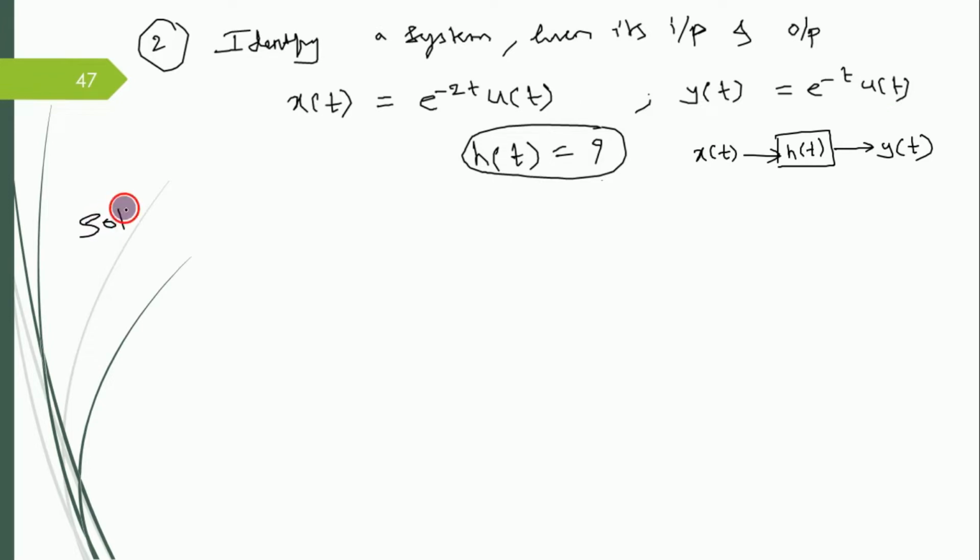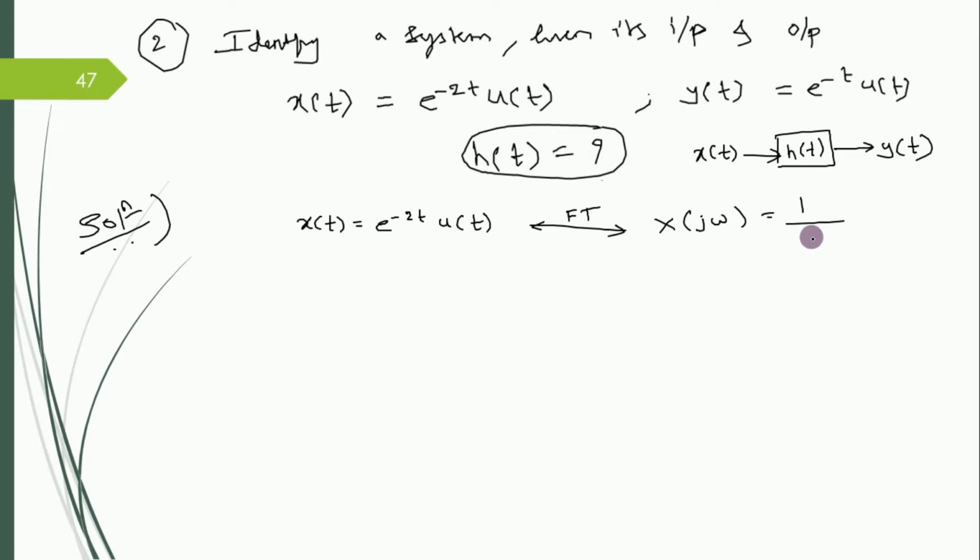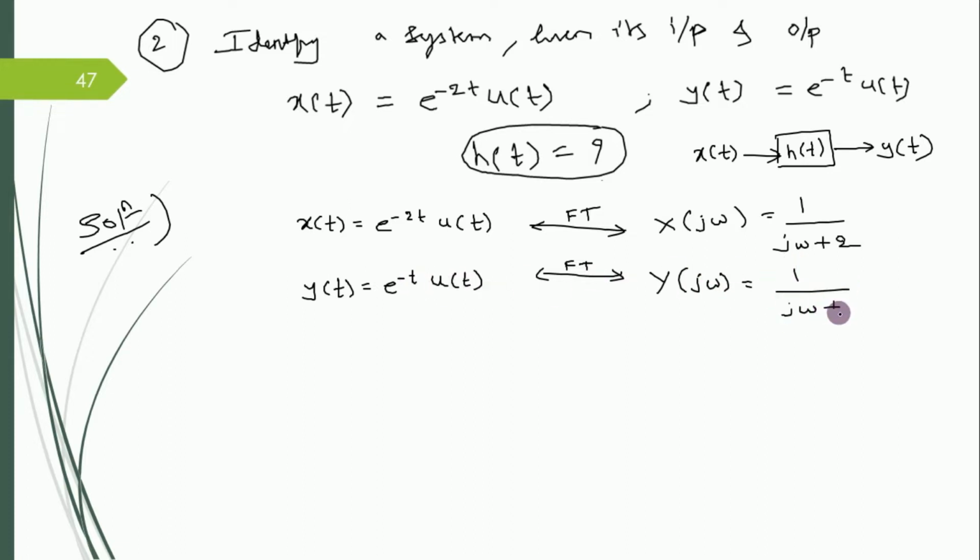So let the solution go like this. I'll take x of t is equal to e raised to minus 2t into u of t. By the standard FT pair e raised to minus at u of t, we can write capital X of j omega as 1 divided by a plus j omega, or j omega plus a. So here in place of a I'm having 2. Similarly, y of t is equal to e raised to minus t into u of t. So its FT pair is capital Y of j omega, which is equal to 1 divided by j omega plus 1, as in place of a I'm having 1.